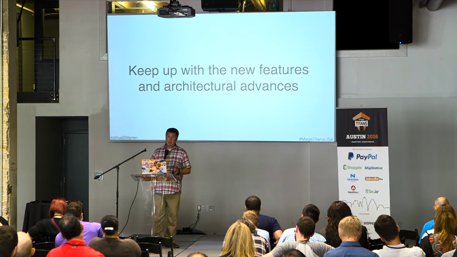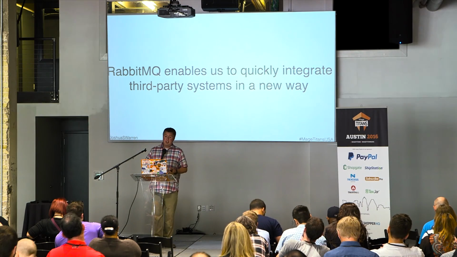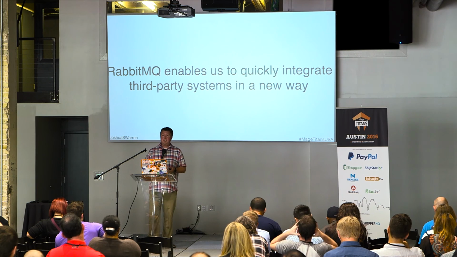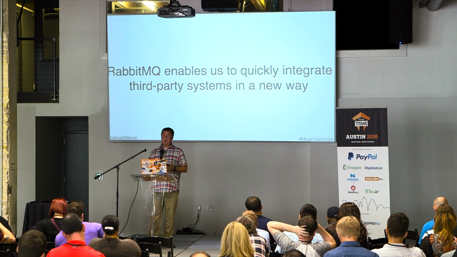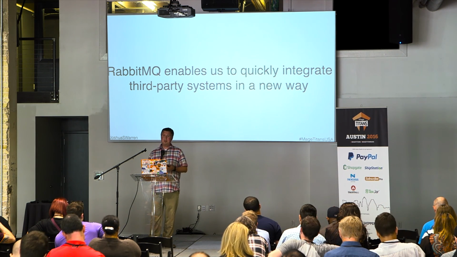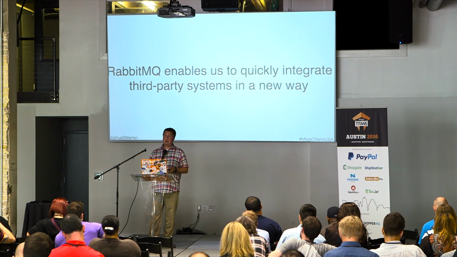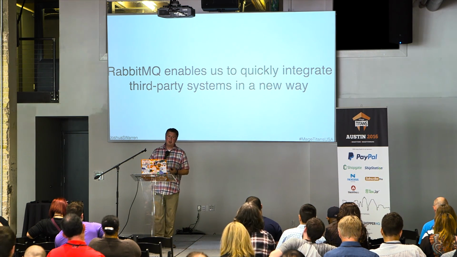Definitely keep up with the new features and the architectural advances. Again, Rabbit's going to change in Magento 2.2. Will probably change in 2.3. Stay on top of that, just so you understand where it's going. But remember that it enables us to quickly integrate third-party systems in a totally new way. This is sort of a new toy for us that we've never been able to play with in Magento. So it is a new way to integrate with third-party systems, and I think that for large-scale integrations, it's going to be the best way and really the only option to consider in a lot of cases.